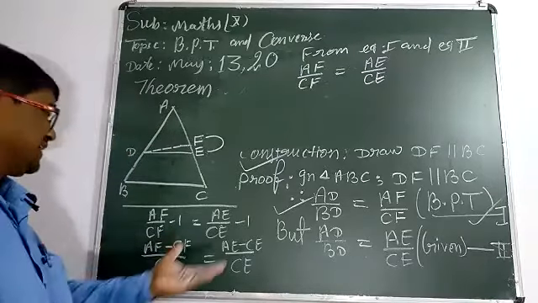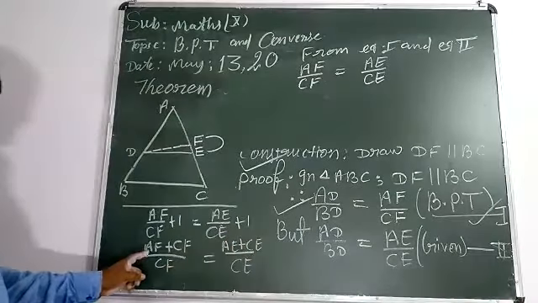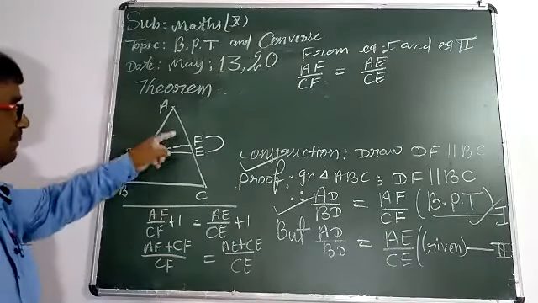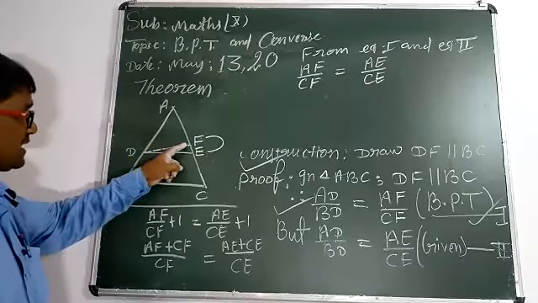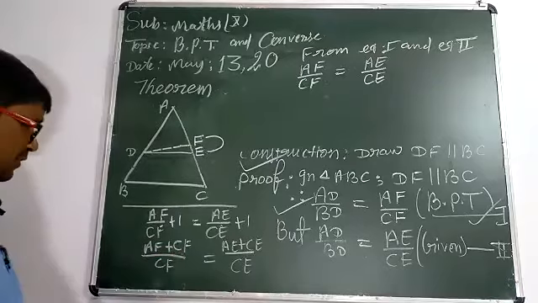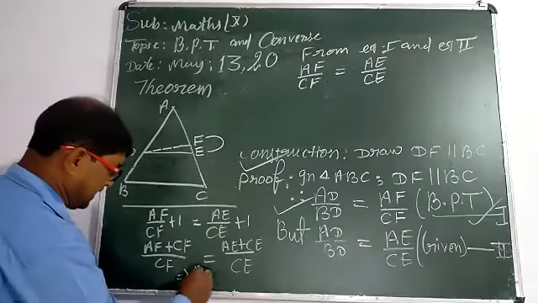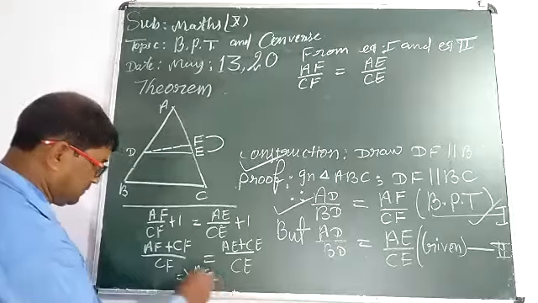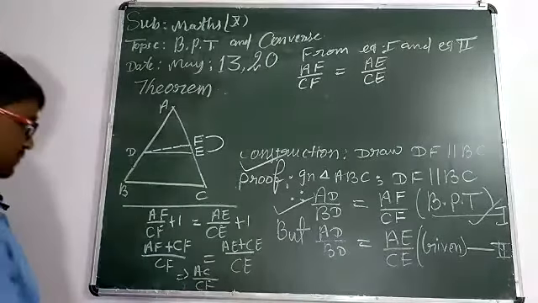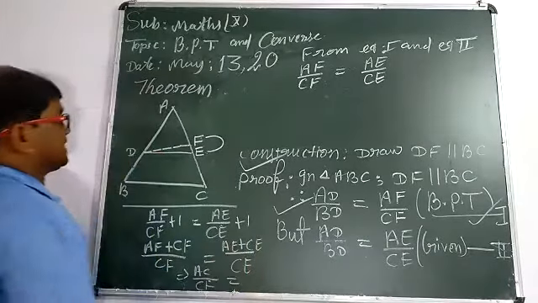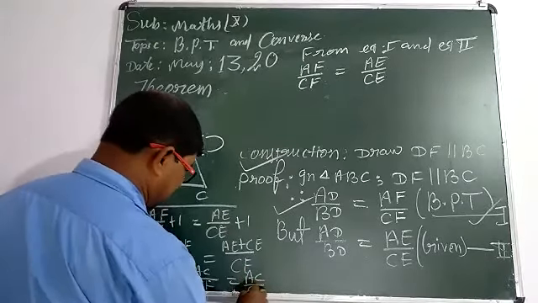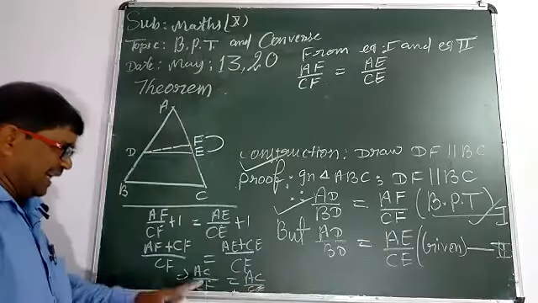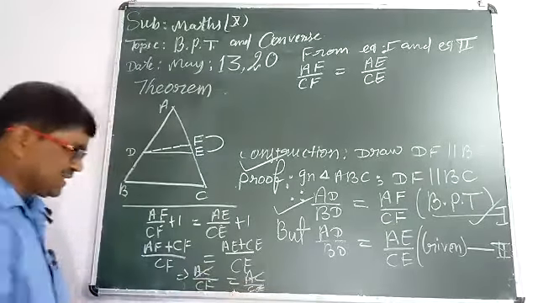Now we should try to add. By adding, check AF plus CF. Check this line segment: AF plus CF. We should write here AC. AC upon CF equal to AE plus CE, which is AC upon CE. Understanding? Now AC cancels in LHS and RHS.